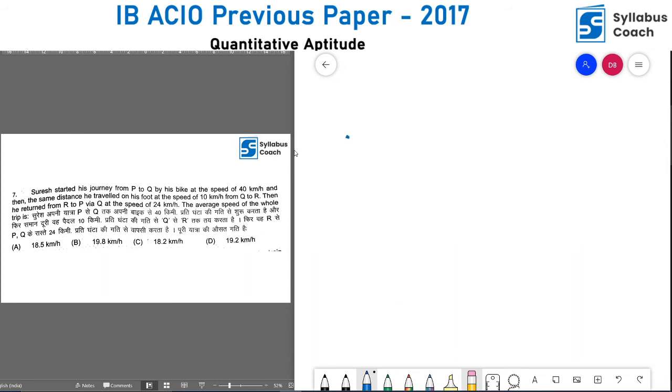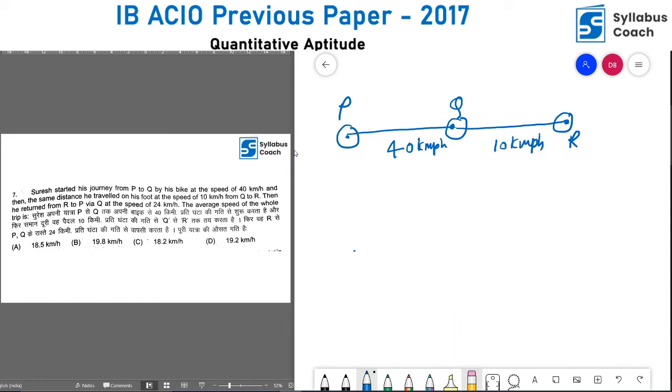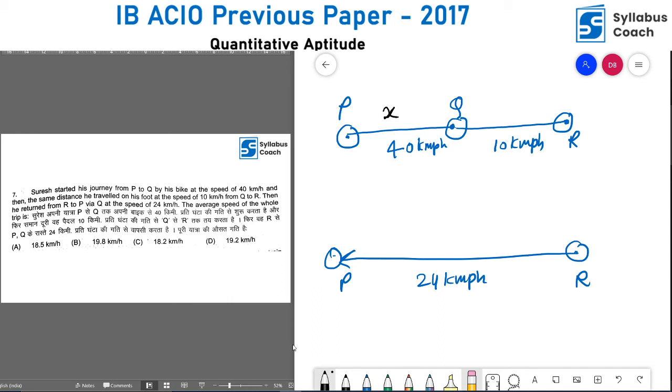So what do we have? We have P, and then Q, and then R. In this it is given that the velocity is 40 kmph, and then it is 10 kmph. And now it is also given that from R he comes back directly to P, traveling at the speed of 24 kmph. Now using the formula, how can I do that? In this case it is x, x and 2x.